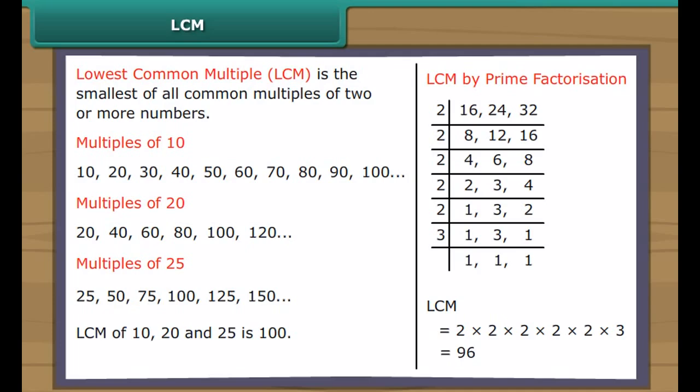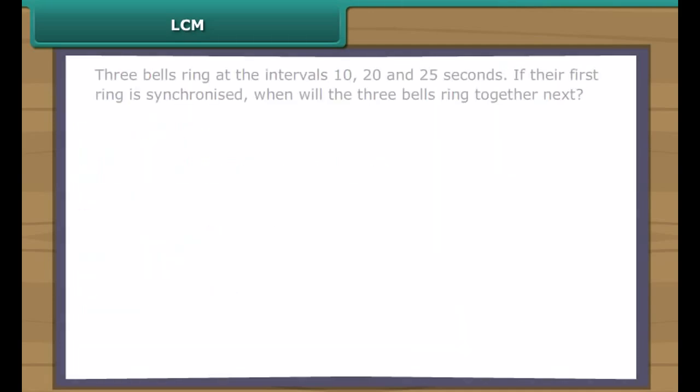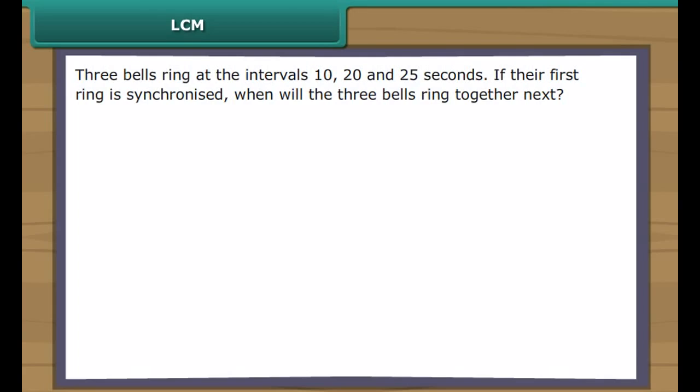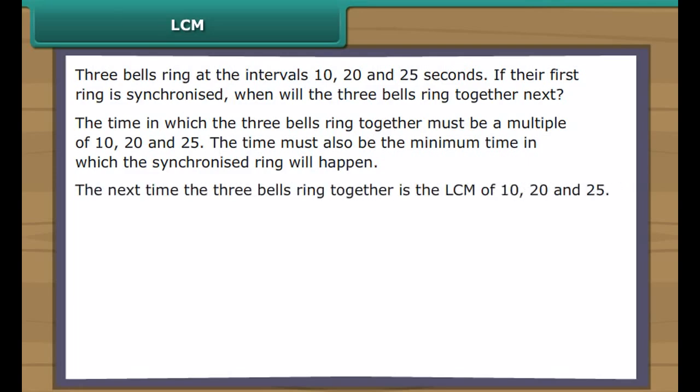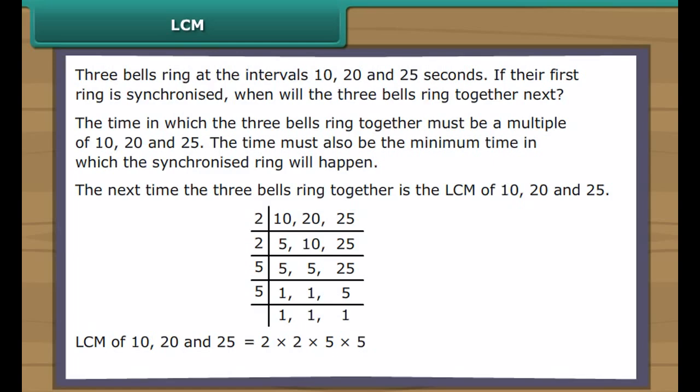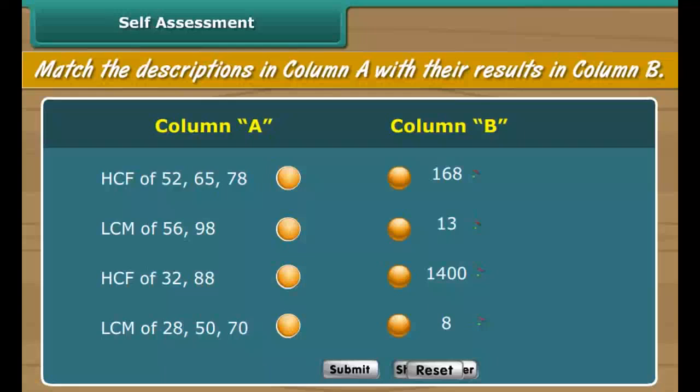Let us look at a real life situation where LCM is used. Three bells ring at the intervals 10, 20 and 25 seconds. If their first ring is synchronized, when will the three bells ring together next? The time in which the three bells ring together must be a multiple of 10, 20 and 25. The time must also be the minimum time in which the synchronized ring will happen. The next time the three bells ring together is the LCM of 10, 20 and 25. LCM of 10, 20 and 25 is equal to 2 into 2 into 5 into 5 is equal to 100. The three bells will ring together after 100 seconds.